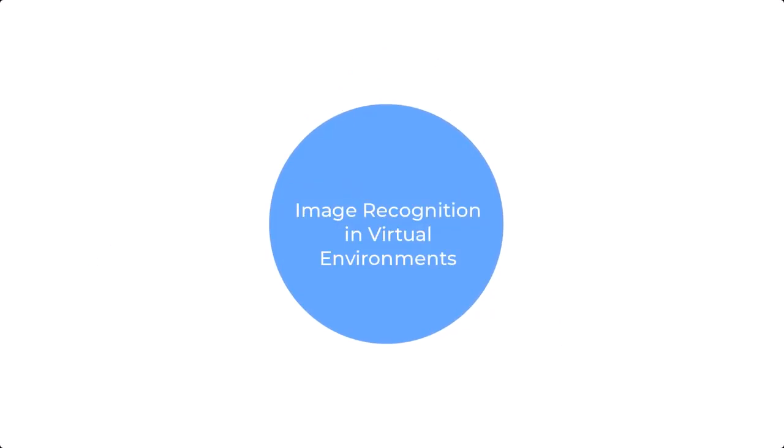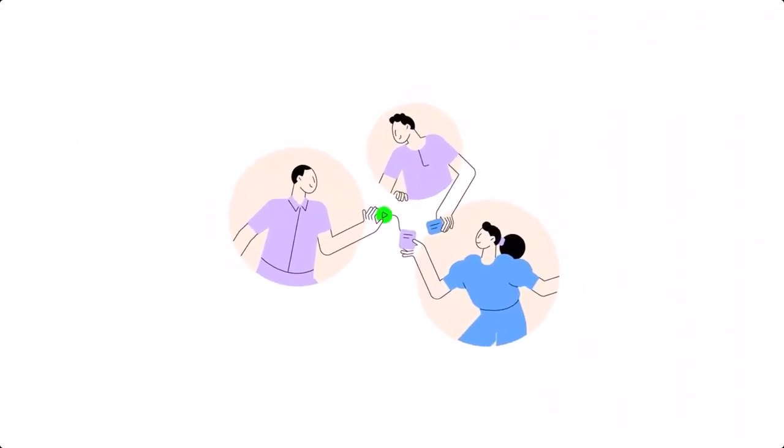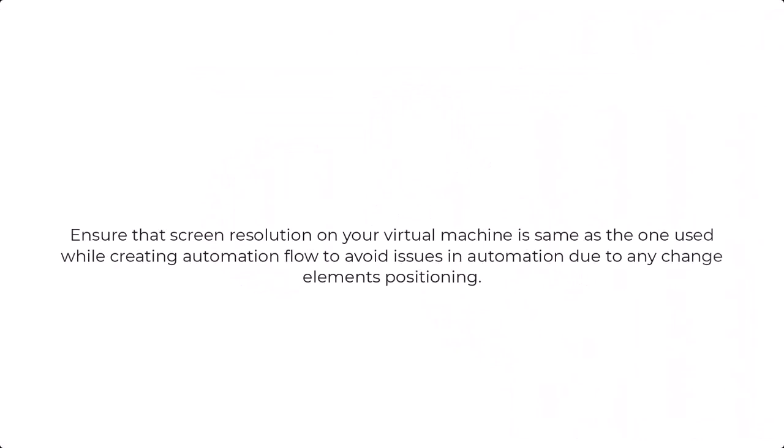Likewise, in virtual environments, image recognition is key to overcoming automation challenges. With features like Capture Area and Area Property that we learned in the last video, LeapWork ensures precise interaction. It adapts to changes in screen resolution, greatly enhancing efficiency and accuracy. Before we start, make sure that the screen resolution on your virtual machine is the same as the one on which you will be creating your automation flow.